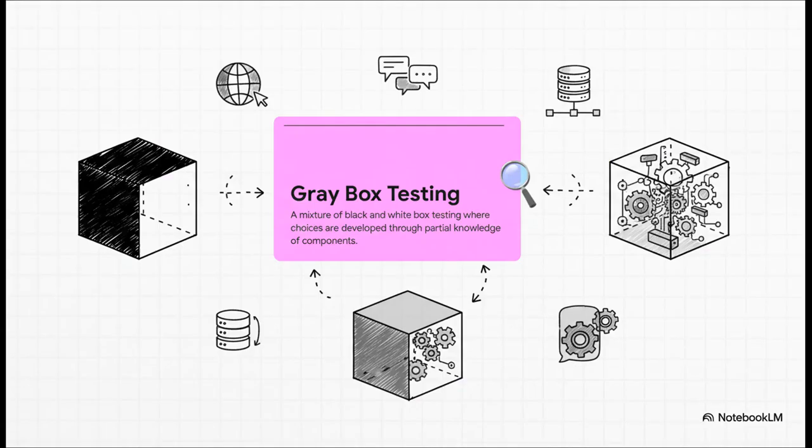And you guessed it, sitting right in the middle is gray box testing. This is a hybrid. The tester knows a little bit about what's going on under the hood, but not everything. This approach is super useful for today's apps, where you need to know how your app connects to, say, a credit card processor, without needing to know every line of the processor's code.